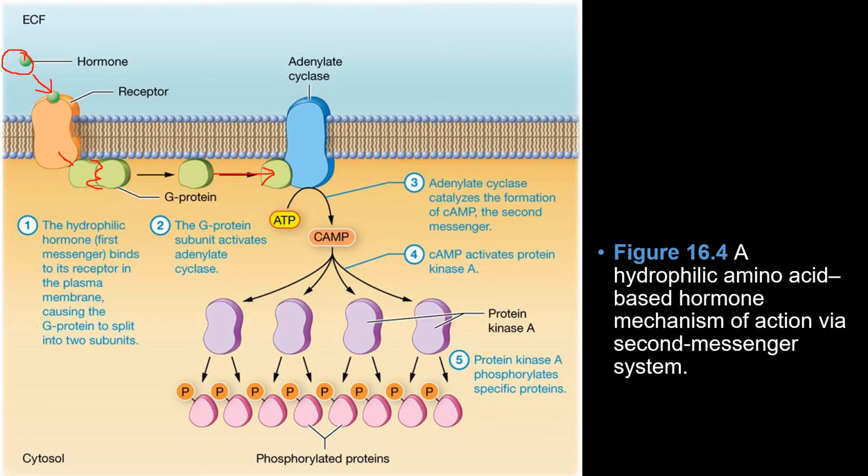Adenylate cyclase then catalyzes the formation of cAMP, which acts as the second messenger. cAMP then activates protein kinase A, which is right here. So now this is activated, and that allows protein kinase A to phosphorylate very specific proteins, adding that phosphorus to them. So you can see where one hormone binding here has this massive effect, this amplifying effect. And that's what we're seeing with these hormones.